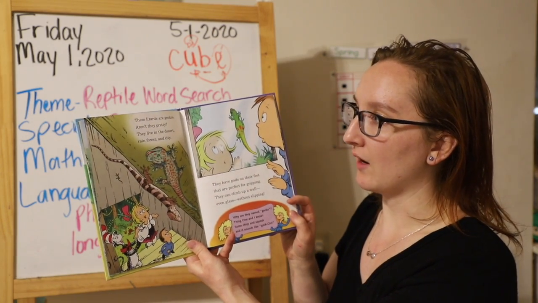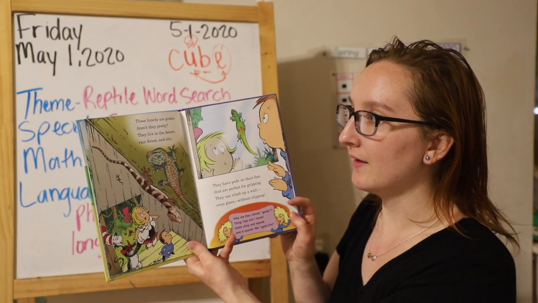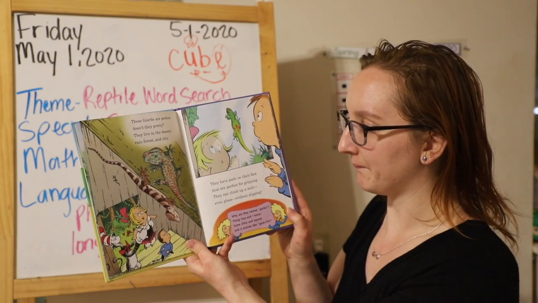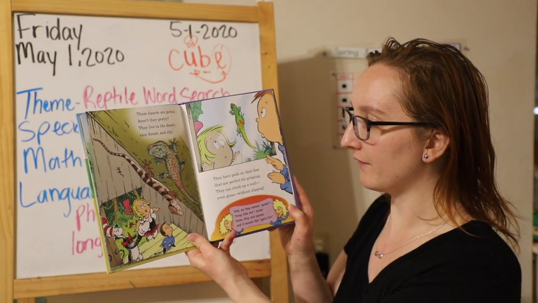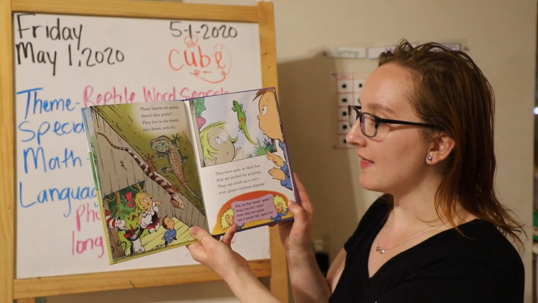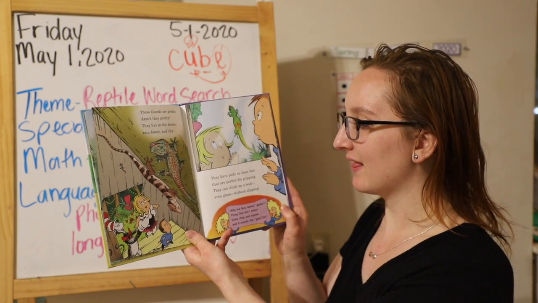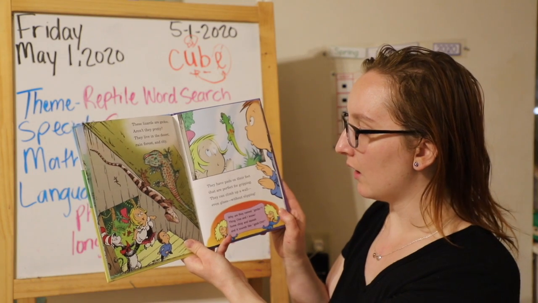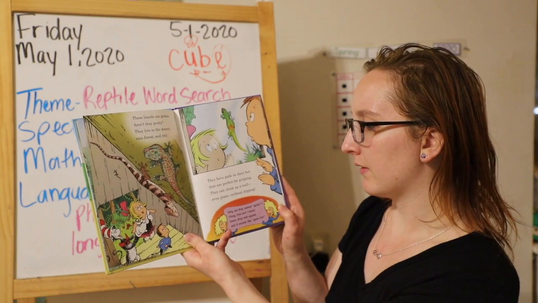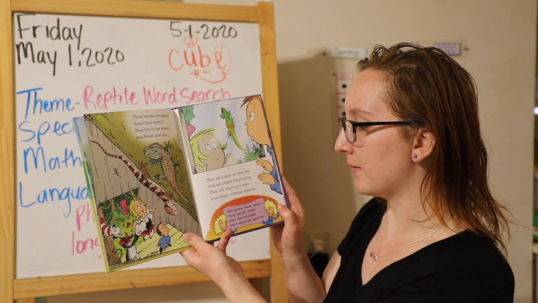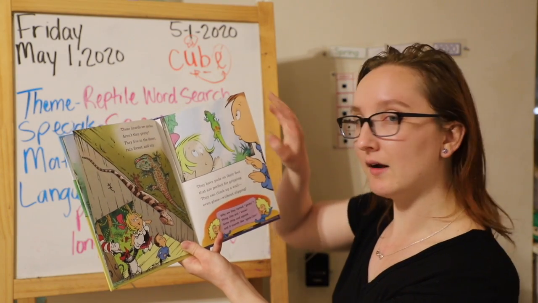These lizards are geckos. Aren't they pretty? They live in the desert, rainforest, and city. They have pads on their feet that are perfect for gripping. They can climb up a wall and even glass without slipping. Why are they named gecko? Think about it and I know. Some chirp and squeak and it sounds like gecko.